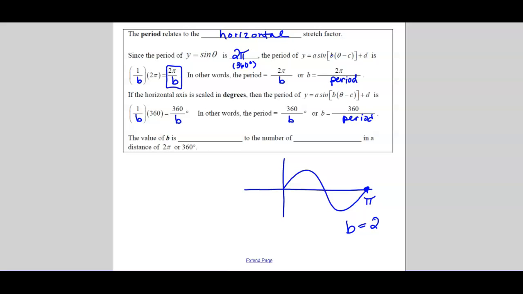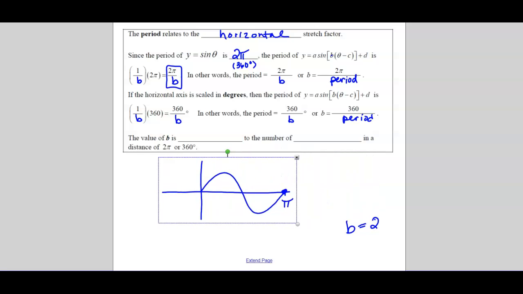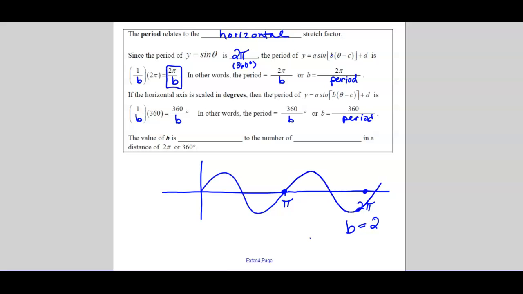This only goes to pi. If I extend this, actually let me just see if I can move this over. So if I extend this to go to 2 pi, let me just fix that a little bit. Okay, there's 2 pi there. How many cycles do I have in 2 pi? 2 cycles. Okay, that's going to be the same as your b value.